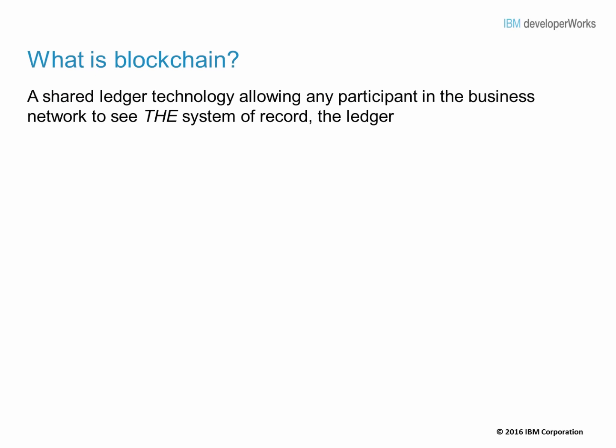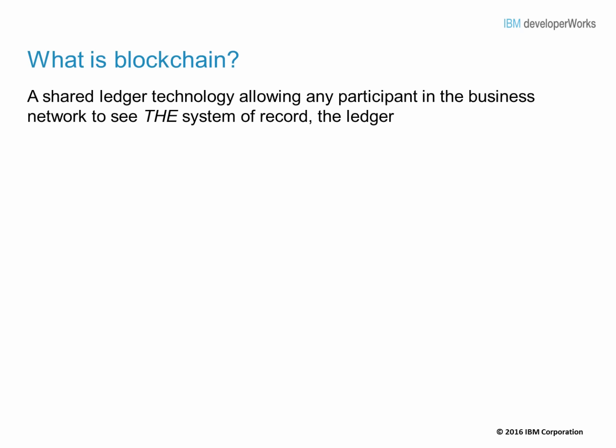First, let's take a look at the definition of blockchain. Blockchain is a shared ledger technology allowing any participant in the business network to see the system of record, which is the ledger. Using this, we can establish business networks in which members can exchange items of value through a ledger, and where each member possesses a copy of the shared ledger whose content is always in sync with the others. Now, let's talk about the two key concepts supported by blockchain.